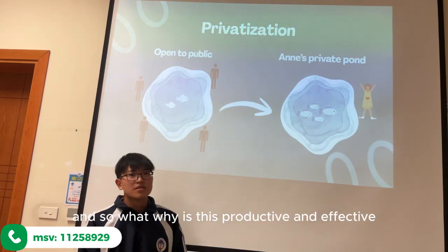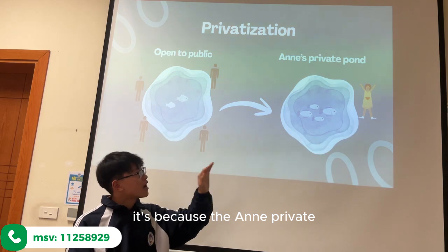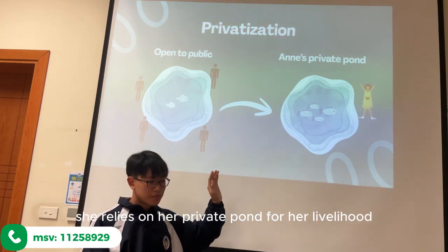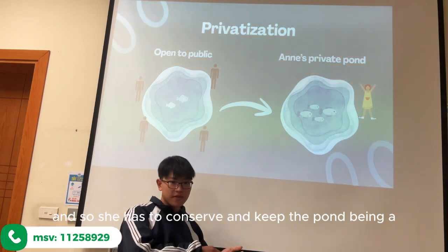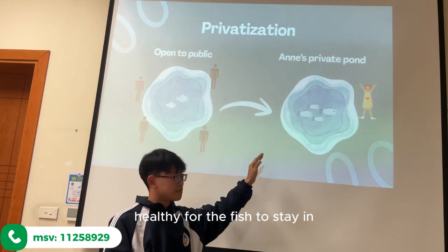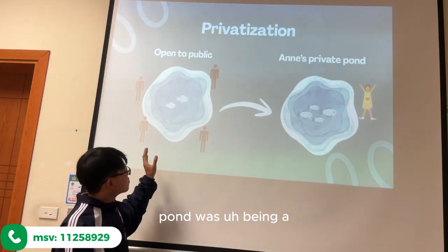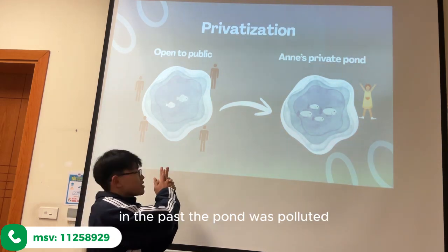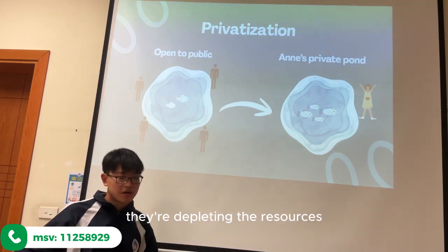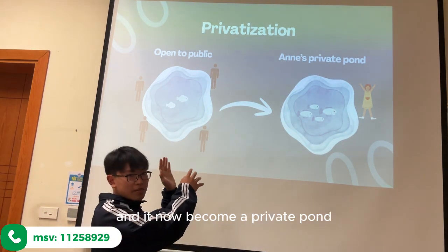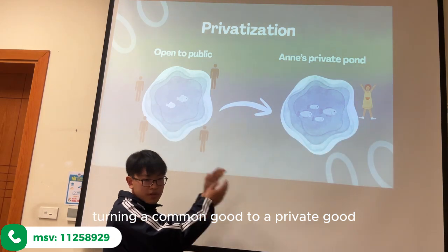And so why is this productive and effective? It's because she relies on her private pond for her livelihood, and she has to feed her family, and so she has to conserve and keep the pond healthy for the fish to stay in. In the past the pond was polluted, and there were few fishes in it because people were depleting the resources, and it has now become a private pond. It has the same meaning as turning a common good into a private good.